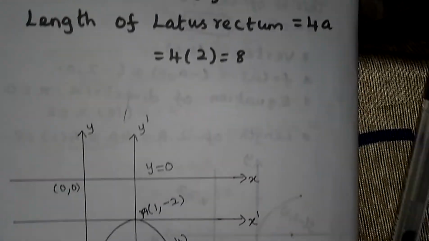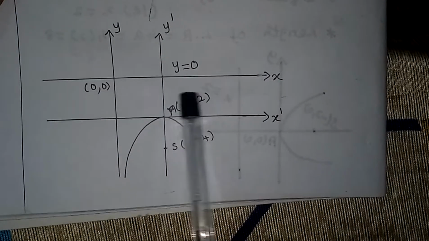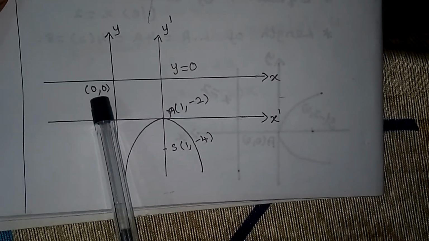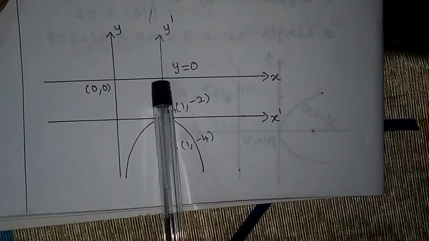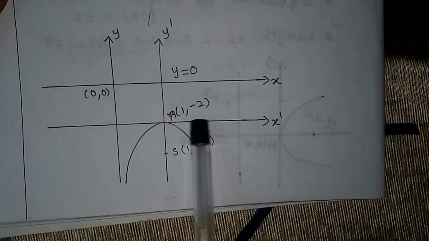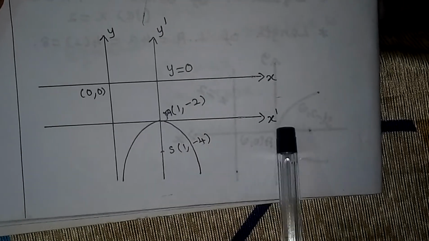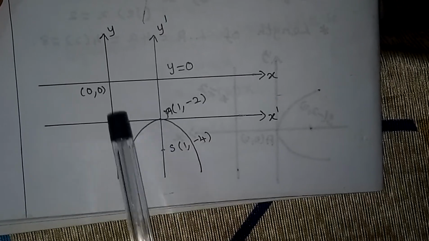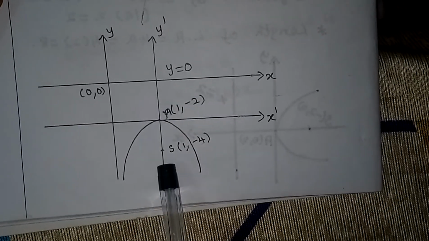So how we have to draw the diagram is here. First you draw the x-axis, y-axis, mark the origin. Then take the vertex. So vertex is 1 comma minus 2. It will be somewhere here. At this point draw another x-axis and y-axis, it is x dash, y dash. Then you mark the focus. It is 1 comma minus 4.